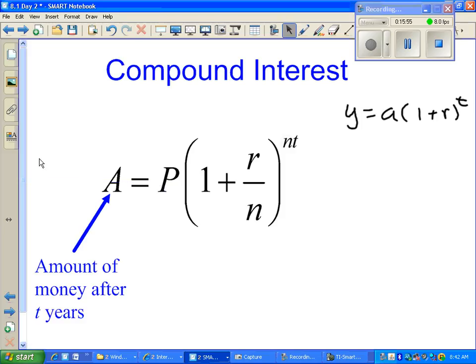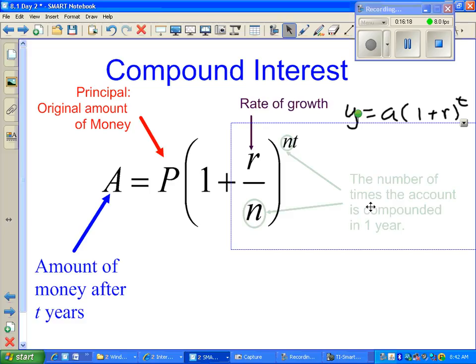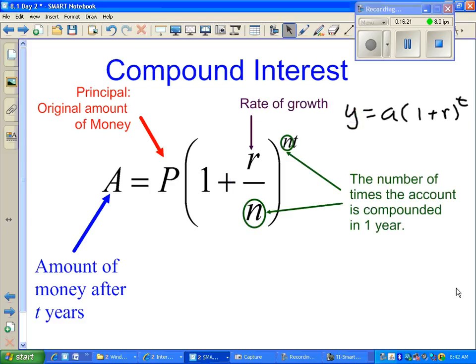The P is my principal, my original amount of money. Neither of those are different. R is the rate of growth. T, I don't have this up here, but T is time in years. And then the new variable, the thing that's different, is N. N is the number of times the account is compounded in 1 year.